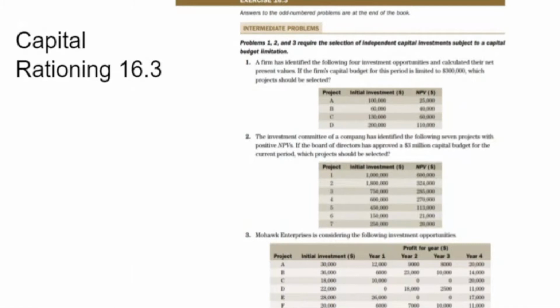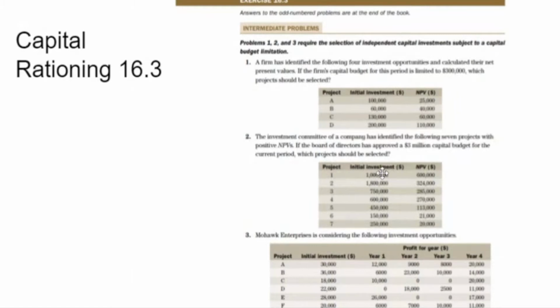Okay, so project 1, you'll see the initial investment is $1 million and the net present value is $600,000. Project 2, $1.8 million investment, net present value of $324,000. Project 3, $750,000 is the initial investment, and net present value of $285,000. So we do this for each one of those. Okay, we have to do a little bit of assessment. So what we have to do is we say these are all positive, so they all have positive net present values, meaning they're all considered as feasible projects. The question is, which ones should we choose if we only got $3 million?